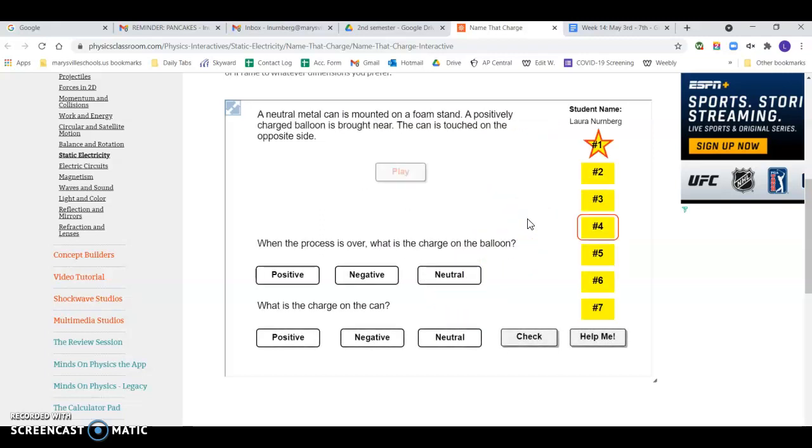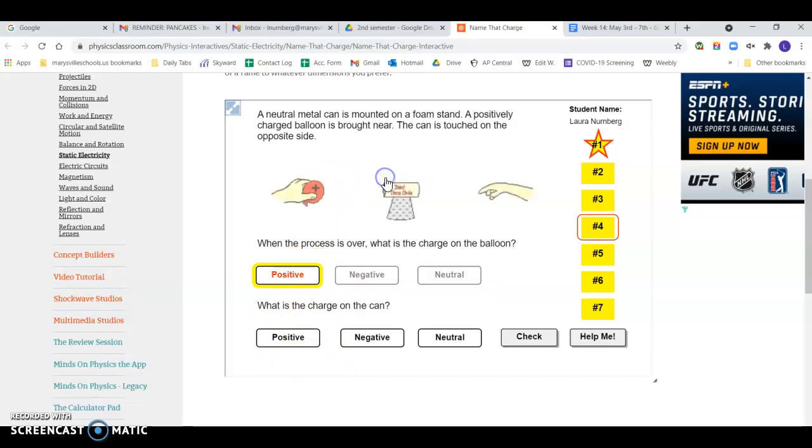So in this case, a neutral metal can is mounted on a foam stand. A positively charged balloon is brought near, and the can is touched on the opposite side. So that's what happens. Notice the finger does move back before the balloon. That is important. At the end it says, when the process is over, what is the charge on the balloon? Well, the balloon was positively charged and you never had any electrons leave it or come onto it. It's an insulator. They're not going to jump or anything like that. So the balloon is going to remain positively charged.